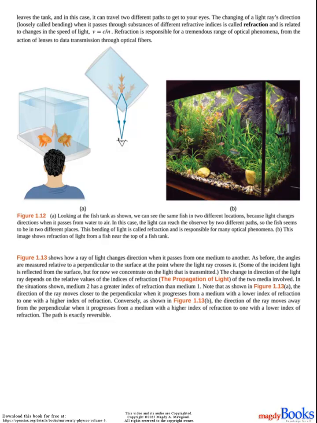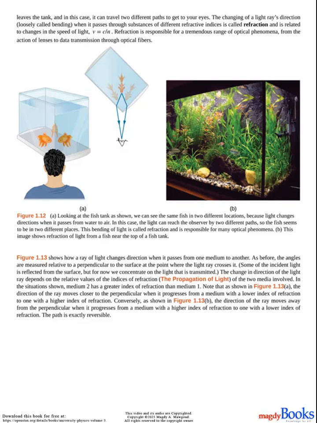Figure 1.13 shows how a ray of light changes direction when it passes from one medium to another. As before, the angles are measured relative to a perpendicular to the surface at the point where the light ray crosses it. Some of the incident light is reflected from the surface, but for now we concentrate on the light that is transmitted. The change in direction of the light ray depends on the relative values of the indices of refraction, the propagation of light, of the two media involved.